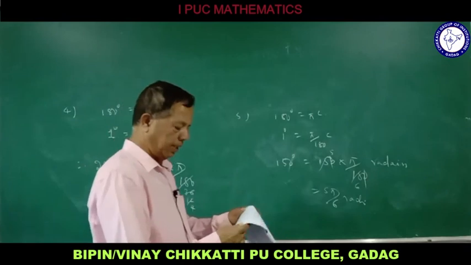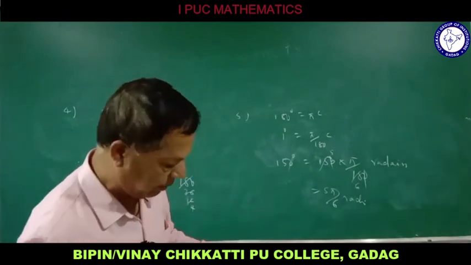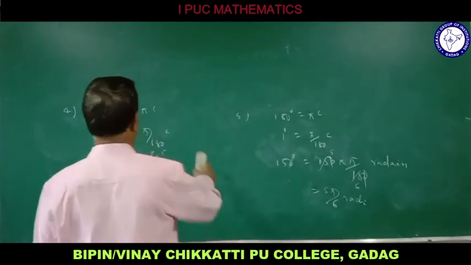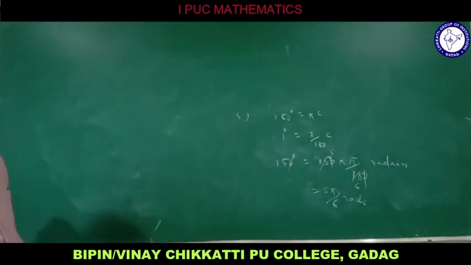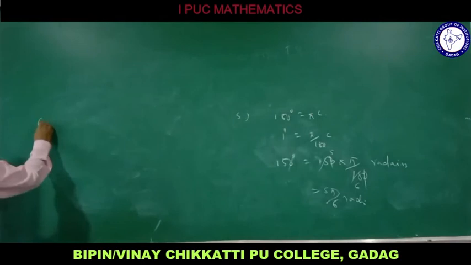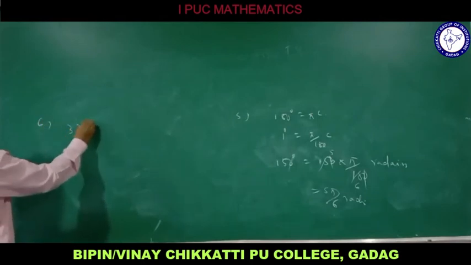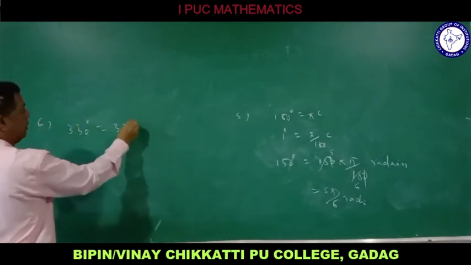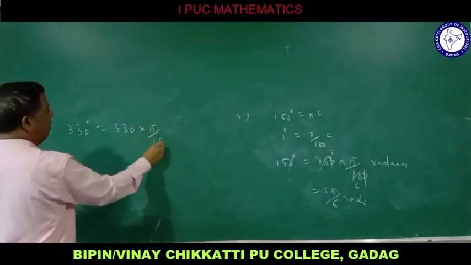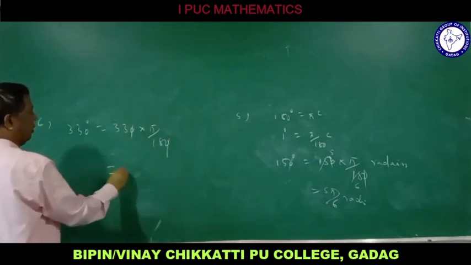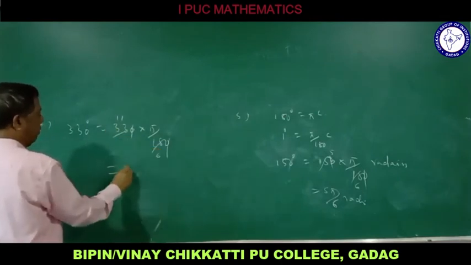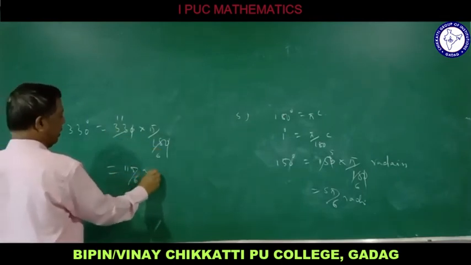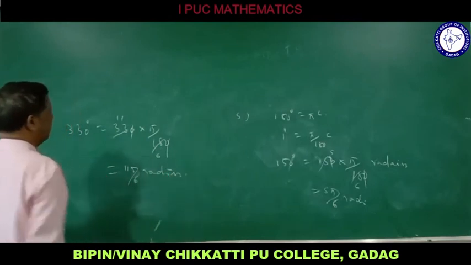And next one is 330 degree. Sixth one is 330 degree. And sixth one, 330 degree is equal to 330 into pi by 180. And here you have to see that 3 1 are 3, 3 6 are 18, so 11 pi by 6 radian. And this is the way.